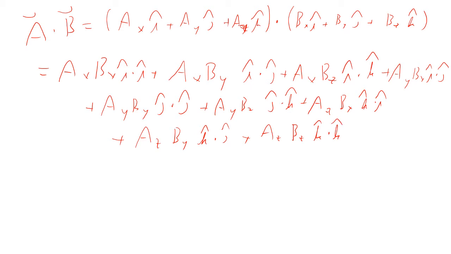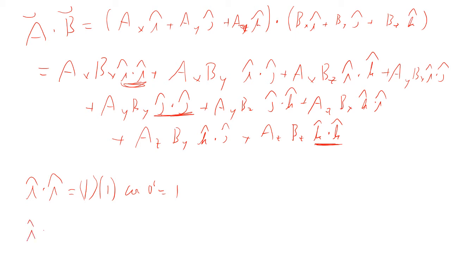Now that looks kind of complicated, but it turns out things get simplified very easily. So if we have I dot I, now what is that? That's going to be equal to the magnitude of the unit vector, which is 1, times 1, times the cosine of 0 degrees, which is also 1. So that's just 1. Means this right here is also just 1. This right here is also just 1.